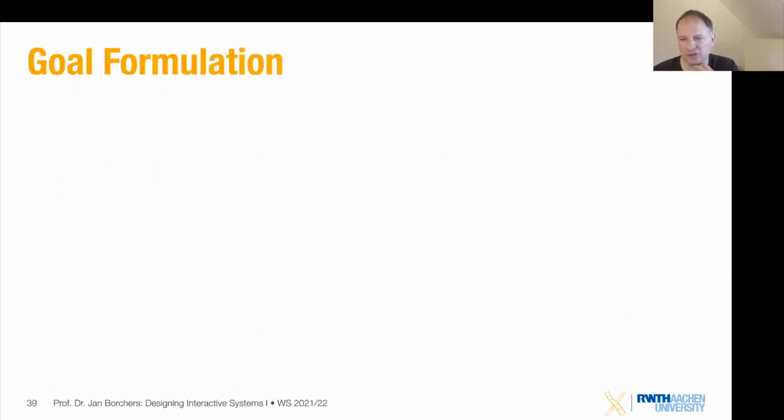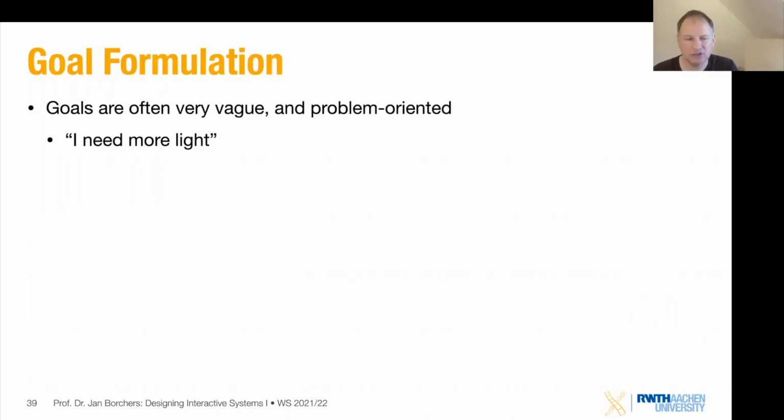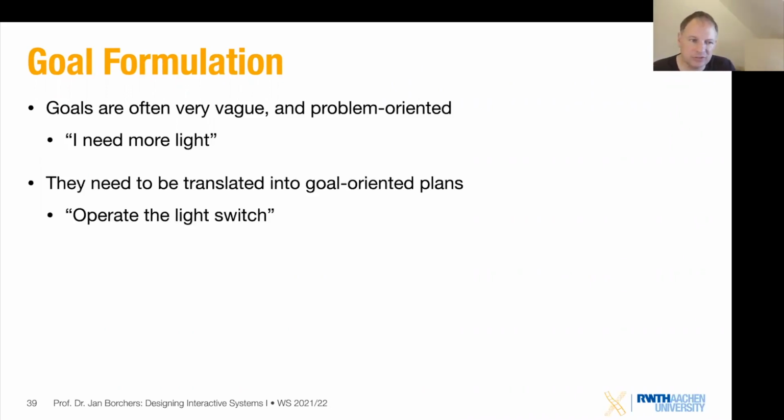Let's look at each of these in more detail. The goal formulation is often very vague and problem oriented. Like you might be sitting there trying to read and you might think, oh, I need more light, right? I need more light is not something that you can act on yet, right? That's not a solution, it's problem oriented. So we need to then translate this into a plan that is oriented towards achieving that goal. For example, well, operate that light switch over there.